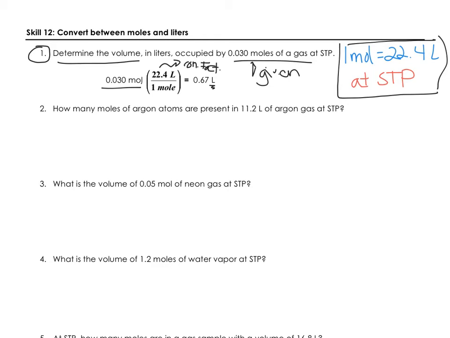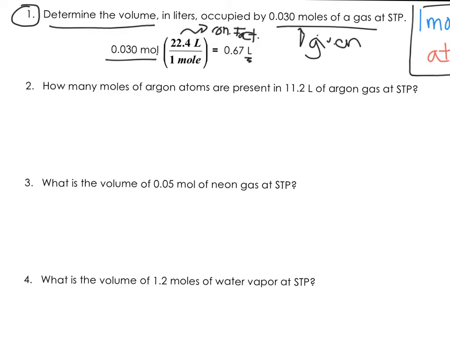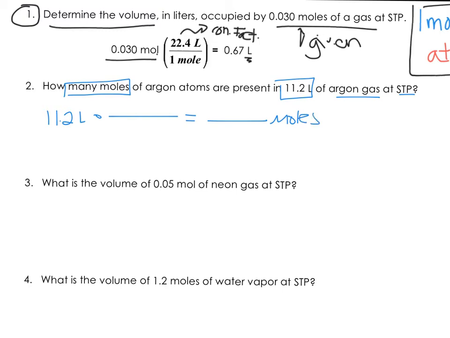Okay, so let's take a look at number 2 and actually go through it. We are given the number of liters that we have. How many moles of argon are present in 11.2 liters of argon gas at STP is what we're searching for. We are given liters to start, so I'm going to start with 11.2 liters, dot line is equal to, and I want to end up in moles.